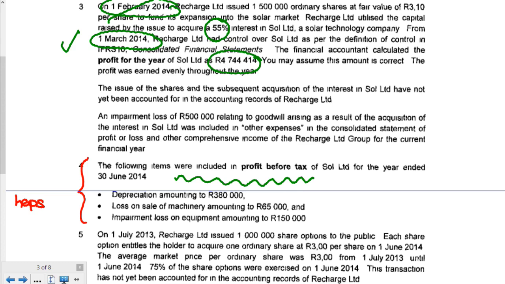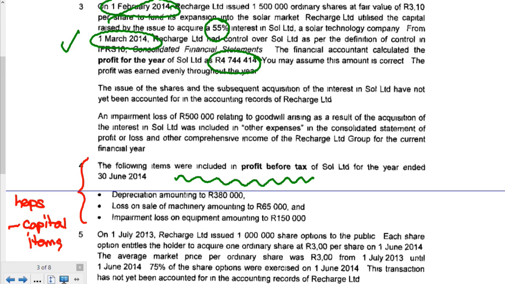So headline earnings per share, HEPS, is about capital items. We're looking to adjust capital items. So they've given you some items which may or may not be capital in nature, and you'd have to adjust it to go from basic to headline earnings.